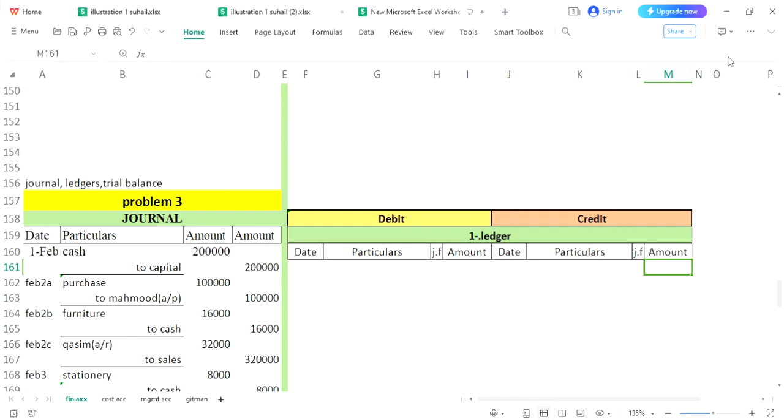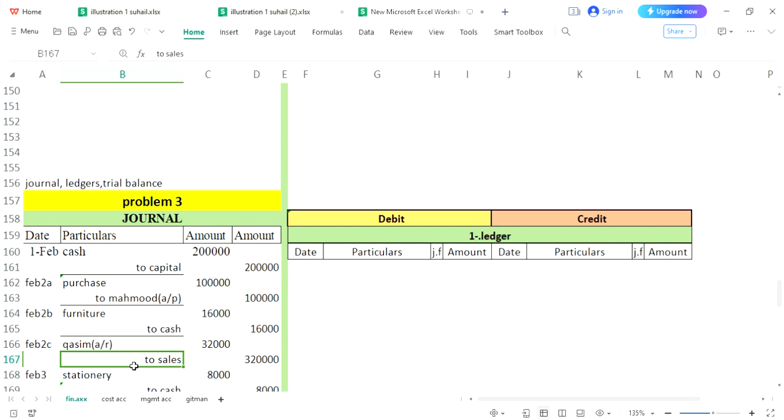Alright guys, we have come after a minute and we are going to start our ledgers. The very first step is to choose the title of the ledger. For title, whatever is coming in your journal entries, you will make its ledger. Like cash, we will be making ledger for capital, purchase, Mahmood, furniture, Qasim, sales. So whatever element is present in your journal entries, you will make its ledger.